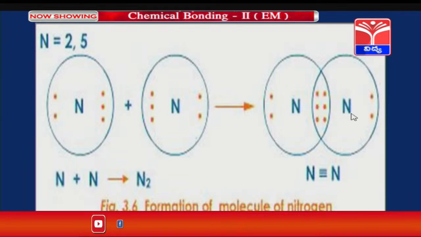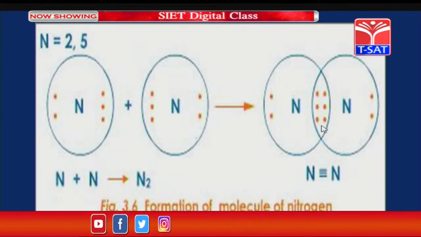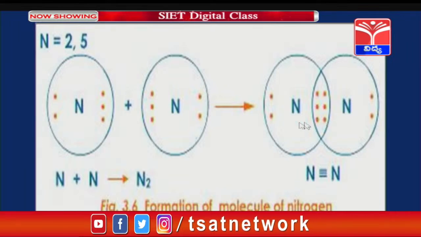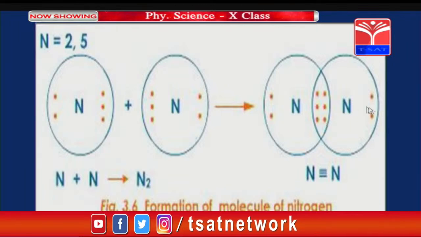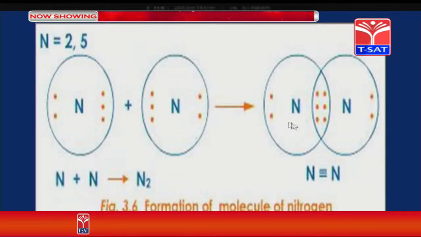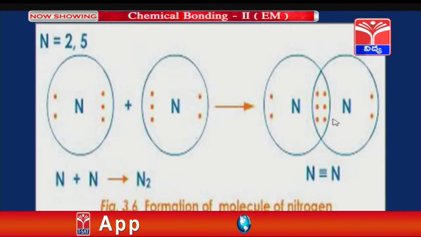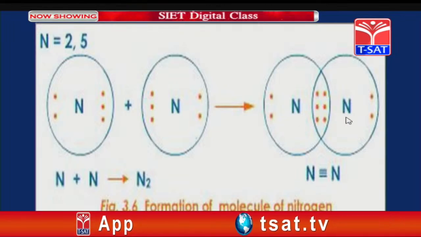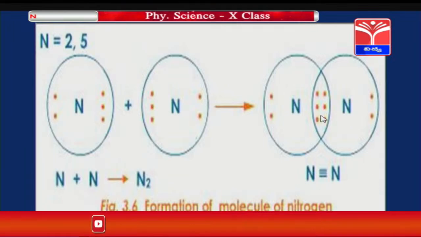This is the second pair of electrons shared between the 2 nitrogen atoms, and this is the third pair of electrons which is shared between the 2 nitrogen atoms. Thus, a nitrogen molecule is formed when 3 pairs of electrons are shared between the 2 nitrogen atoms. What is the type of bond formed here, children?